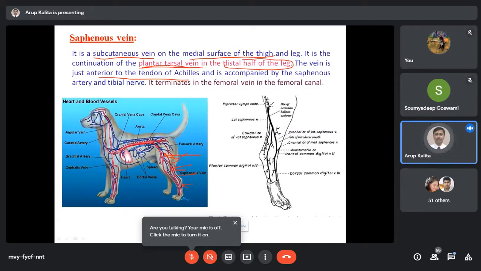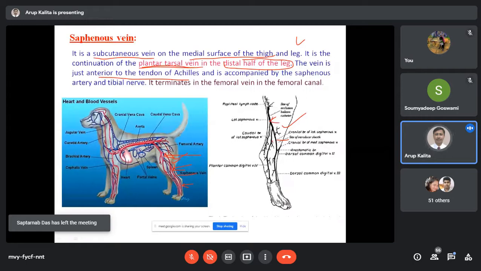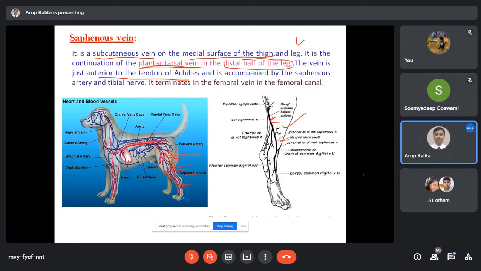So here in this photograph, you see, in this photograph also, this is the saphenous vein. This is the plantar tarsal vein. The plantar tarsal veins unite together to form the saphenous vein. This is the saphenous vein. So this is all about the important veins in the abdomen.